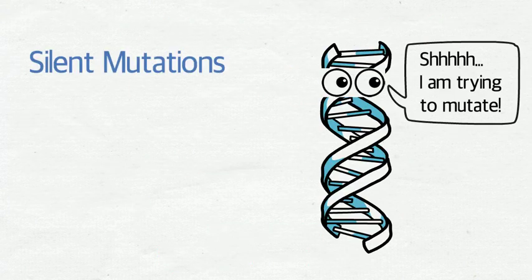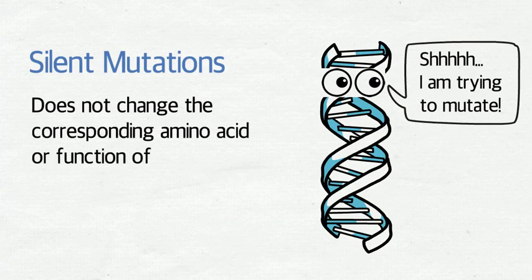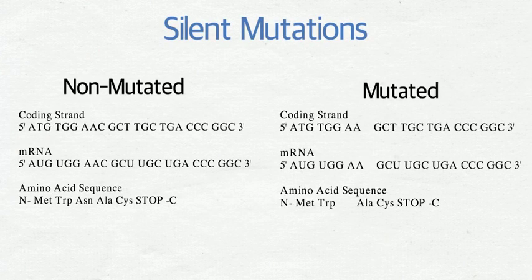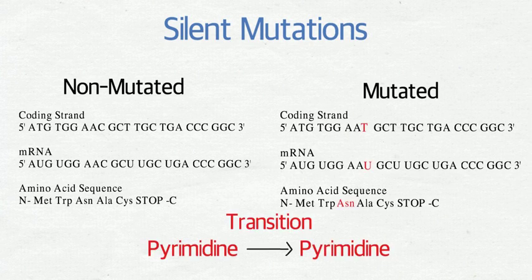Silent mutations do not change the corresponding amino acid, and thus have no measurable effect on the protein produced. Here we can compare the original non-mutated strand to a mutated strand. Notice how a C is exchanged with a T. A transition has occurred since a pyrimidine has been replaced with another pyrimidine. In the end, both the mutated and non-mutated strands code for an amino acid, asparagine.